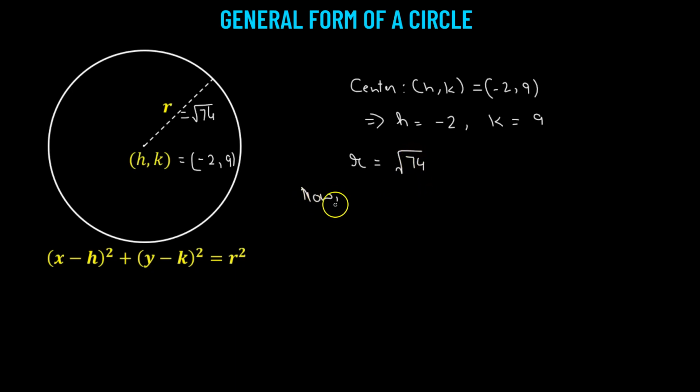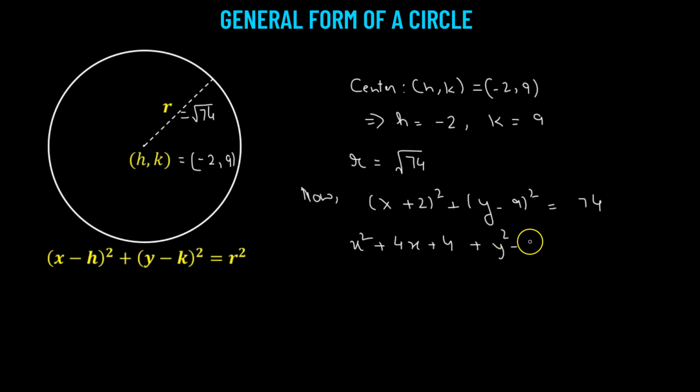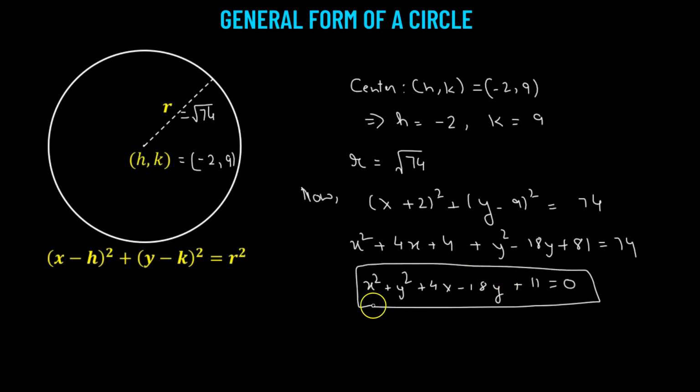So substituting all these values into standard form, we get x minus h, so we get x plus 2 whole squared plus y minus k whole squared equals the square of the radius, so that's 74. When expanded, we get x squared plus 4x plus 4 plus y squared minus 18y plus 81 equals 74. So we get x squared plus y squared plus 4x minus 18y plus 11 equals 0, and this is going to be the required equation of a circle.